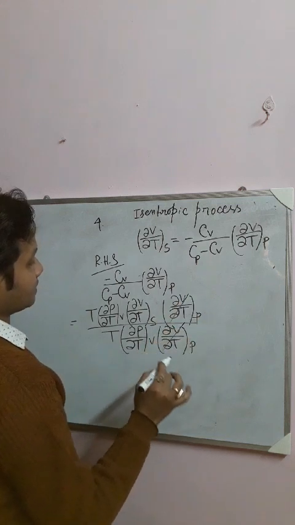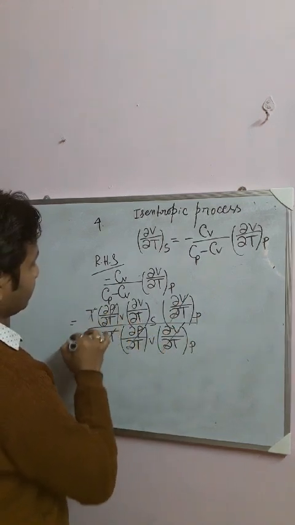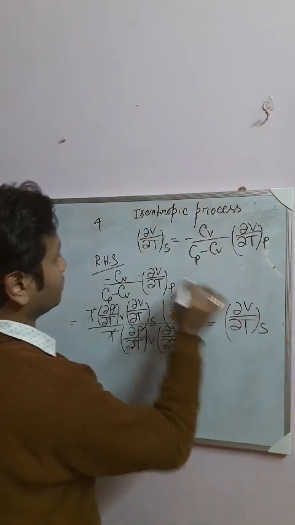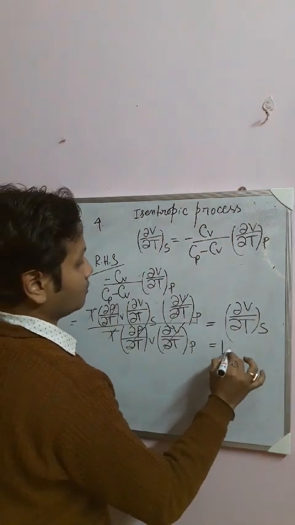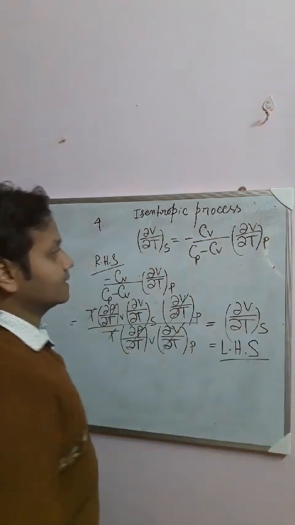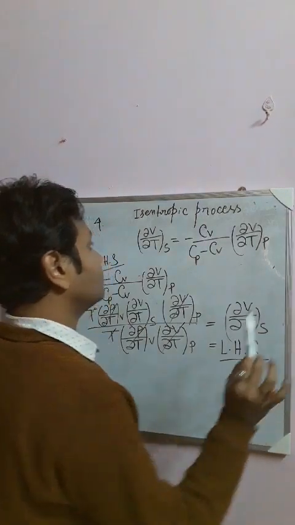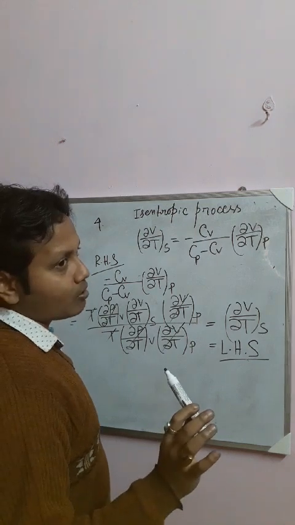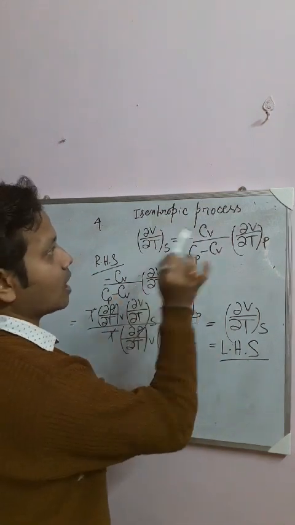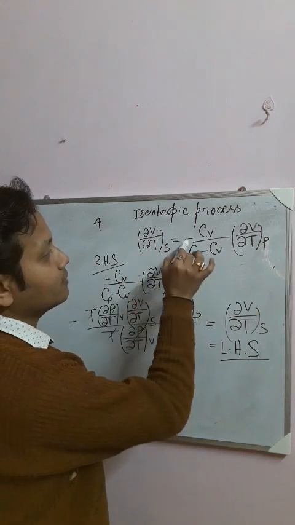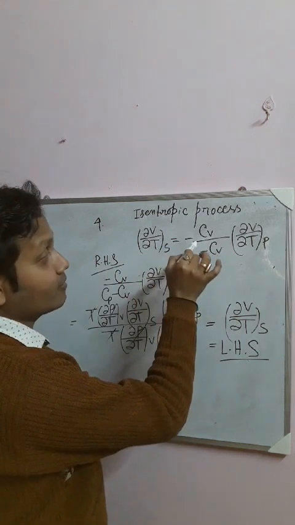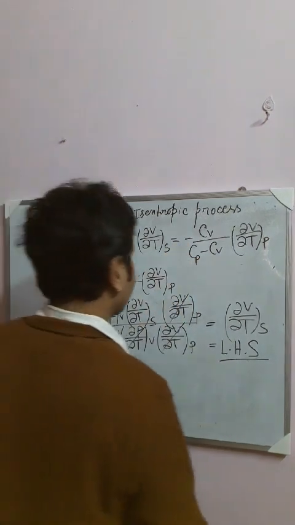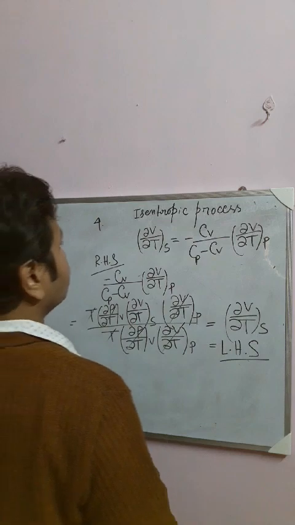So this cancels, this cancels, T cancels. So what would remain? Del V del T at constant S. So it is given in the LHS. So the left hand side is equal to the right hand side. So this is very simple. We must remember that we have to start from the first T dS equation. How can I know that? By just seeing this minus sign, because if there was a plus before, we would start with the second T dS equation. So this is the simple case.